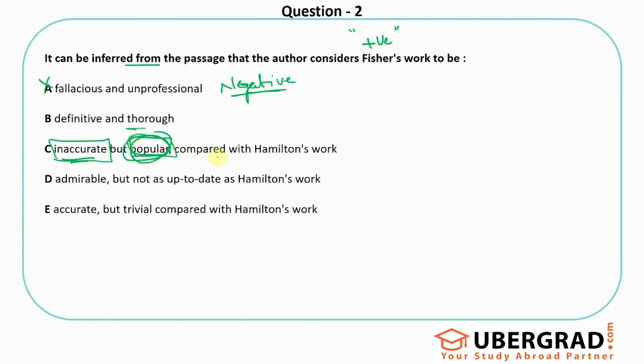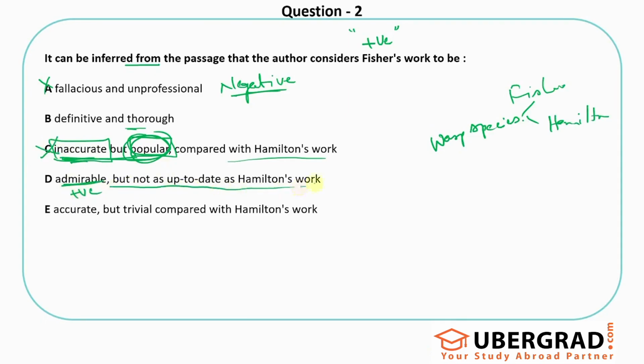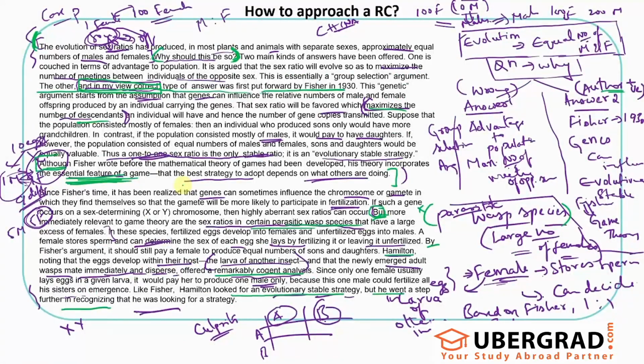We don't have information. Compared with Hamilton's work, slightly yes, because they've talked about his vast thesis. Fisher's theory was compared versus Hamilton's theory in this case. So a bit of that is done, but this one is making me not select it. Admirable, so it's a positive word, looks okay, but not as up to date as Hamilton's work. This also looks fine, because if you clearly see, as I said, the last line says Fisher, Hamilton looked for an evolutionary stable strategy, but he went a step further in recognizing that he was looking for a strategy.